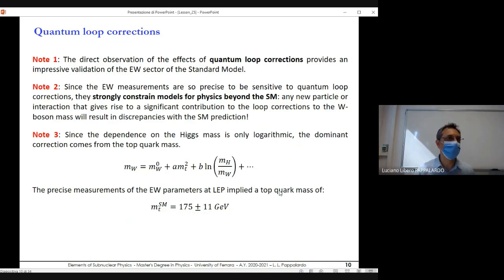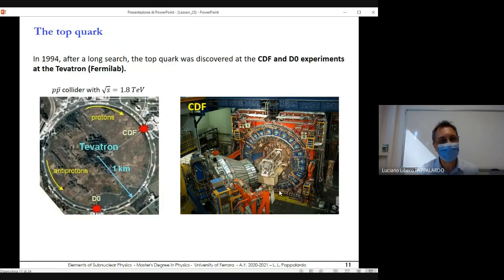You need two things: an extremely powerful accelerator to provide enough center of mass energy in the collision, and an extremely sophisticated detector to reconstruct the decay products of the top quark production in the collision. Now, this was achieved in 1994, so 15, 20 years after the discovery of the bottom quark. So the gap in mass is really huge between the two. And this was possible only at the Tevatron collider at Fermilab. The Tevatron collider, as I was mentioning before, was a proton-antiproton collider at a center of mass energy of 1.8 TeV. So it was indeed the most energetic accelerator before the advent of the hadron collider.